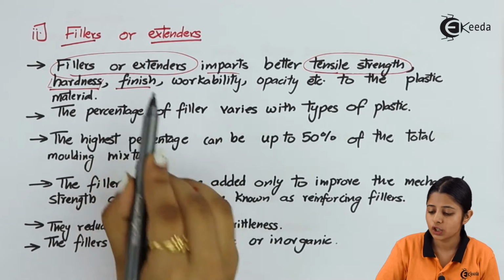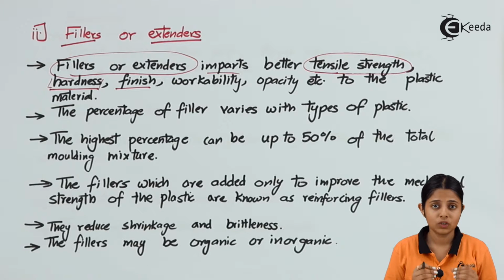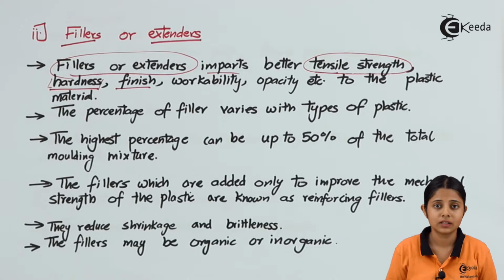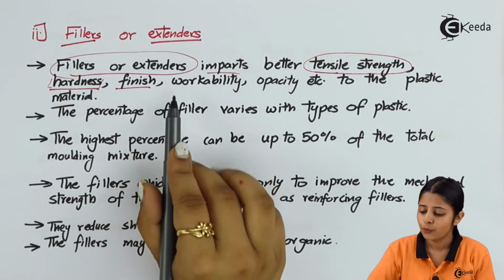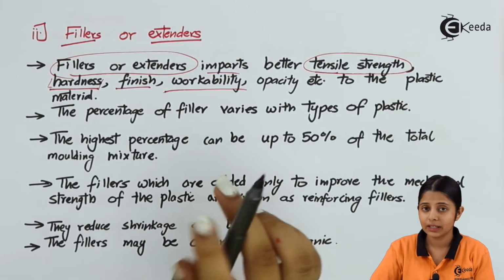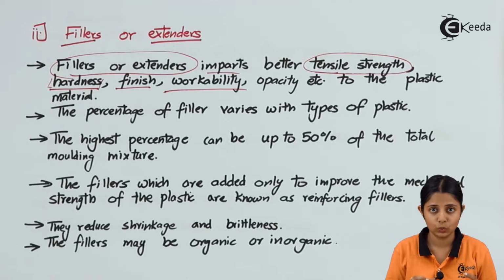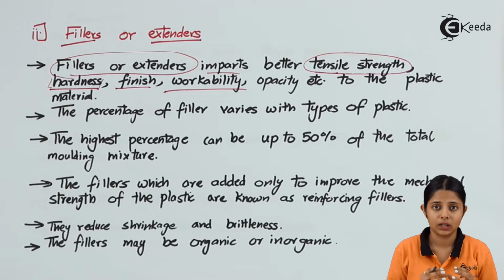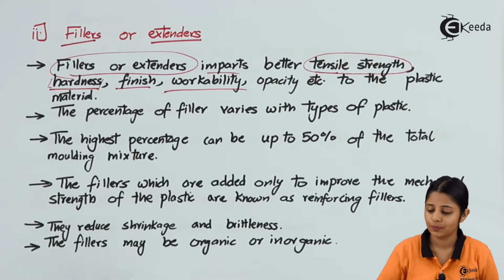The third is finish. If I have a plastic which does not have a very good finishing, I can add in some fillers or extenders and make sure that that plastic has a really glossy or a complete finish to it. The fourth point over here is workability. That means how much work can a plastic do, for how much time does a plastic remain once it is starting being utilized. And the workability can be improved to high levels with the addition of fillers and extenders.